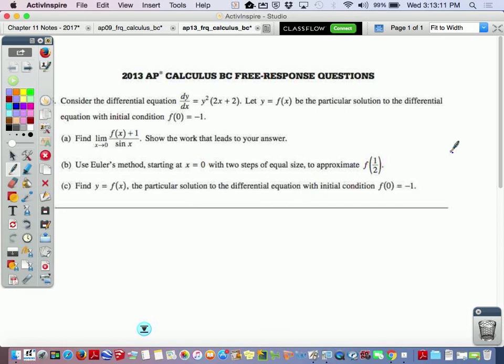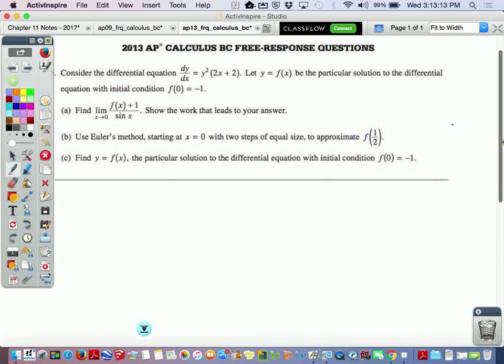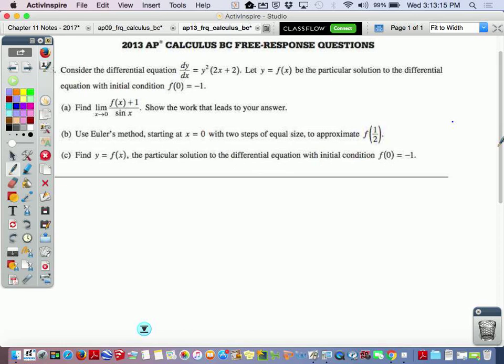Okay, the 2013 differential equation question says consider the differential equation dy/dx equals y squared times (2x plus 2). Let y equals f of x be the particular solution to the differential equation with the initial condition f of 0 equals -1. It's actually a very similar start of a problem to the last one, the 2009 one. So we start with a question that we really wouldn't expect to see on a differential equation question.